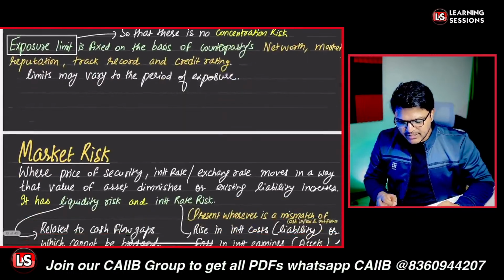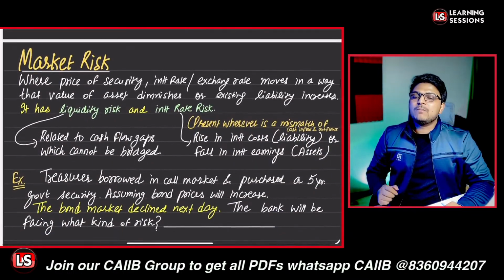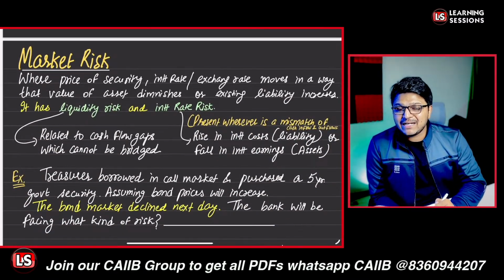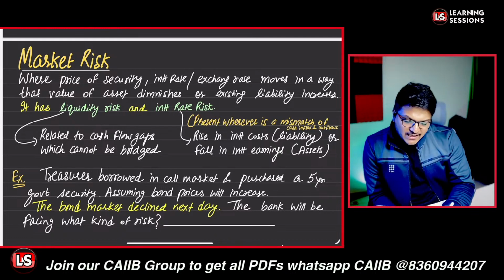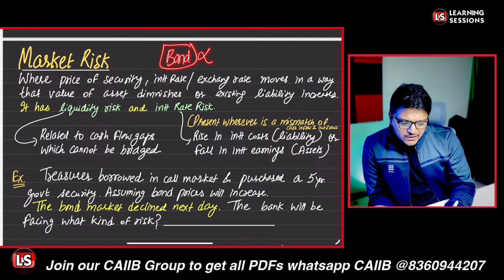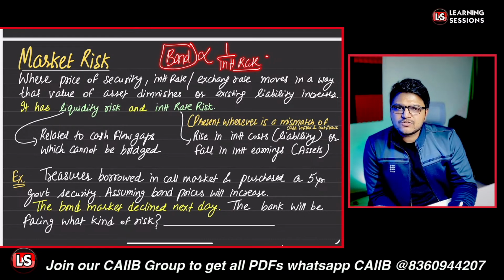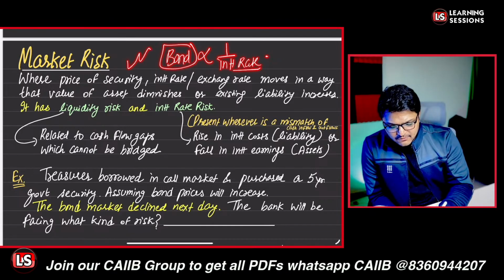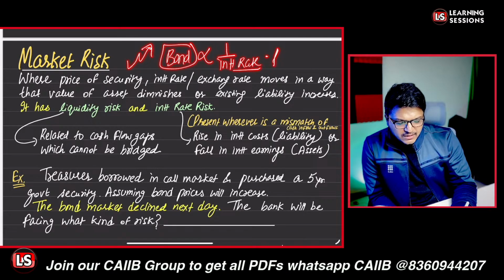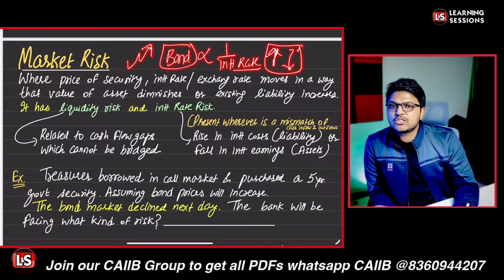Okay, now let's learn about the market risk. Why is the market risk there? Let's say we have a bond, you have invested into the bond. As I told you earlier, the bond and the interest rates have an inverse relationship. If the interest rates fall, the bond prices will go up, and if the interest rates increase, the bond prices will fall. So there is an inverse relationship between the two.